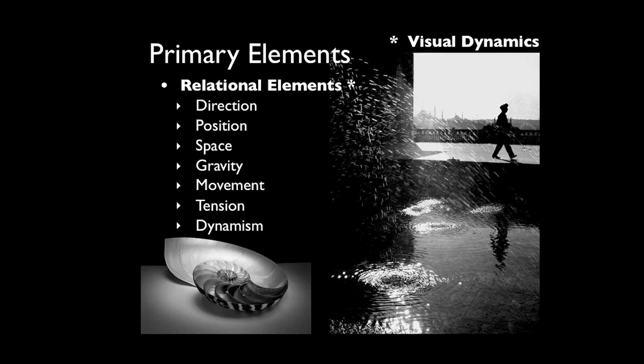Now, here's a set of ways to describe things in shots that all have to do with energy. They have to do with visual dynamics. Dynamics, like a dynamo or dynamism. All of these things have to do with movement, placement, space, weight, tension, gravity, energy. And so you can see that you can also have these elements or not have them in a single image.